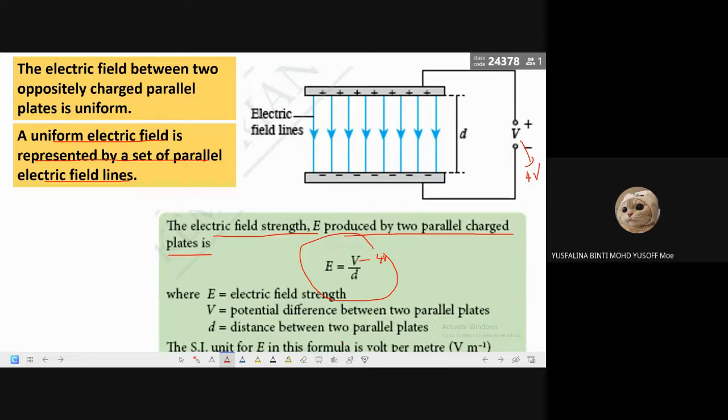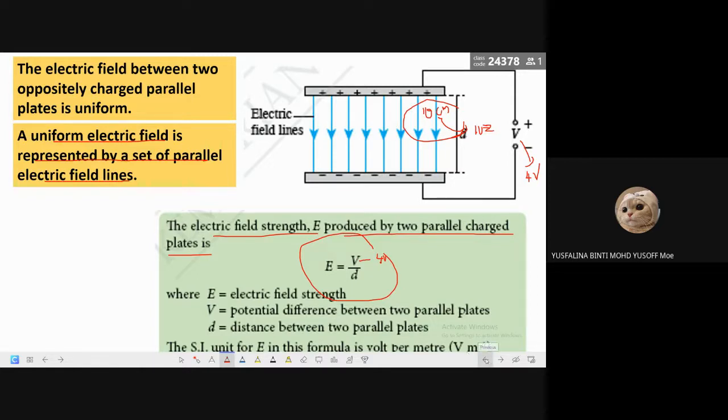Okay, and d is the distance between two parallel plates. So let's say this one I put like 10 cm, so my d is 10 cm. But the SI unit of d in this formula is meter, so you have to change it to meter by dividing by 100, or you can simply write 10 times 10 to the power of negative 2, which is also equal to meters. I just change centi to 10 to the power of negative 2. So the unit for this formula is V over m, or V m^-1.